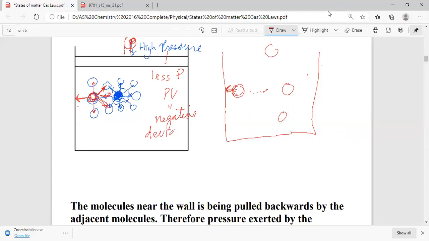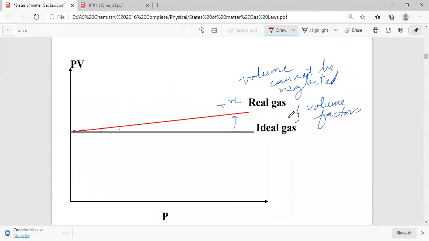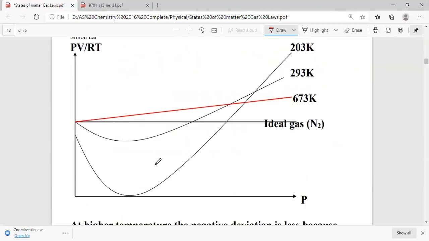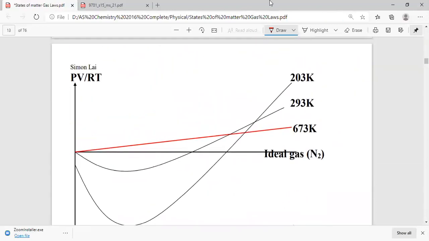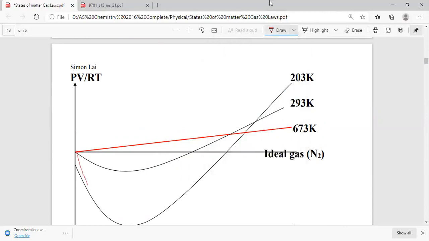So you can understand why the two factors, the volume factor and the pressure factor, will affect the value of PV. Therefore, the volume factor will cause the deviation to be positive, and the pressure factor will cause it to be negative. Now, this is actually not a very good diagram. I did not know how to draw it properly. I was an idiot. Actually, this one should be like that. But yes, it was very hard to draw last time.